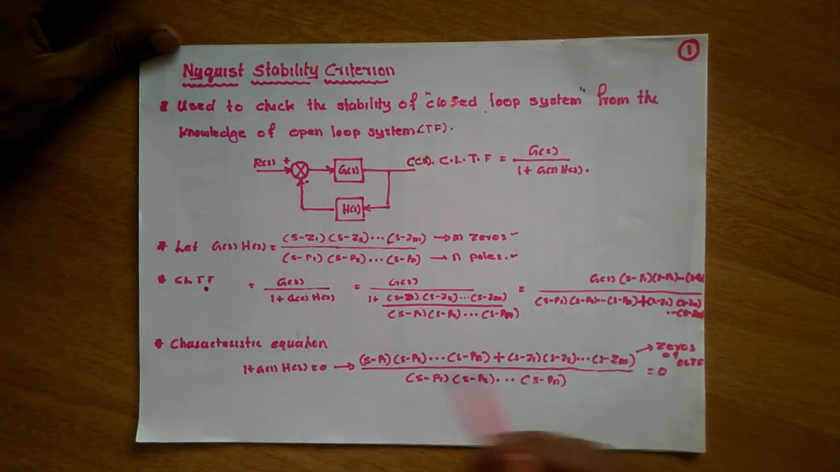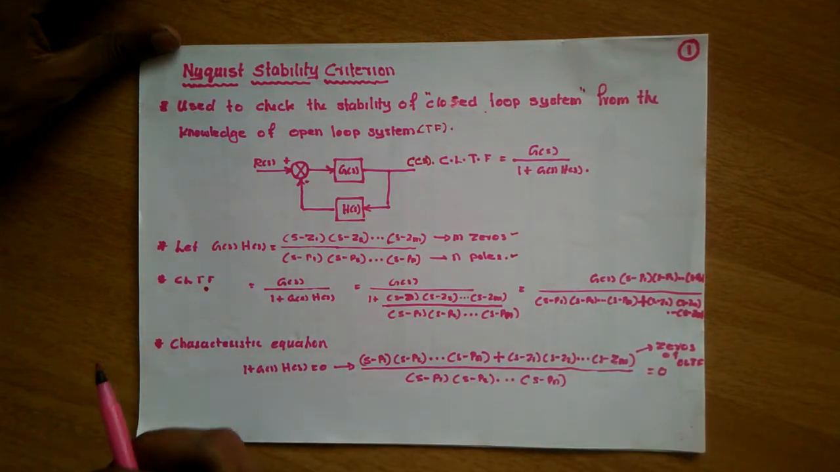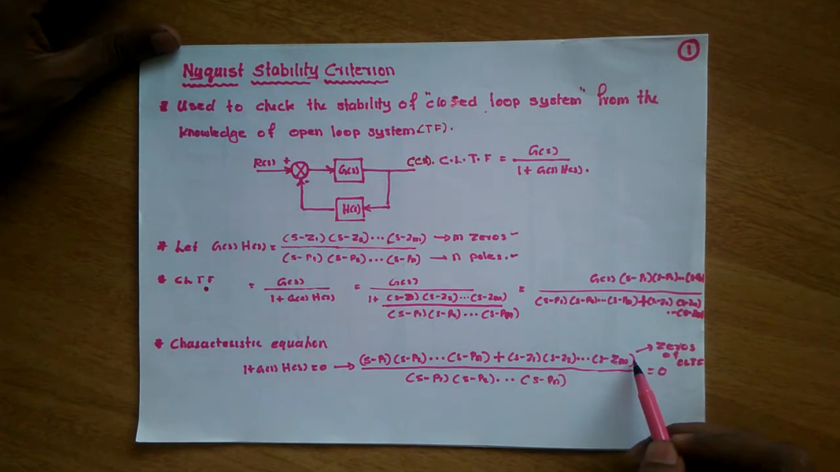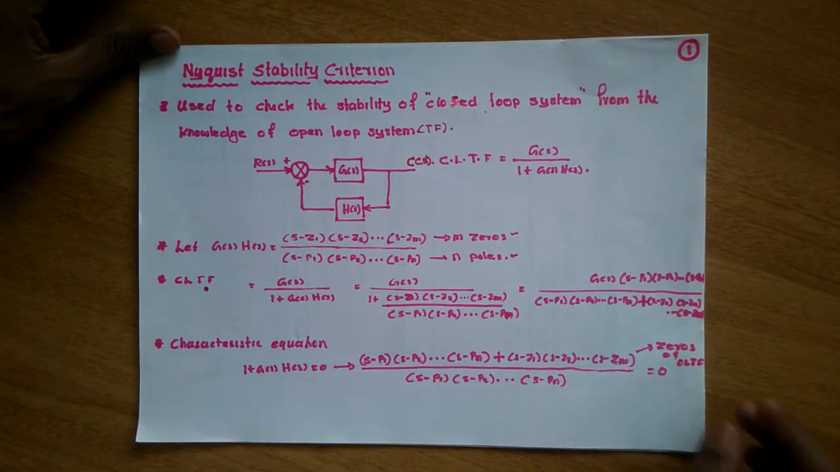So if the closed loop transfer function is having any pole on the right half of S plane, then I can say that the system is unstable. Or I can say that if the characteristic equation is having any zero on the right half of S-plane, then the closed loop system is unstable.